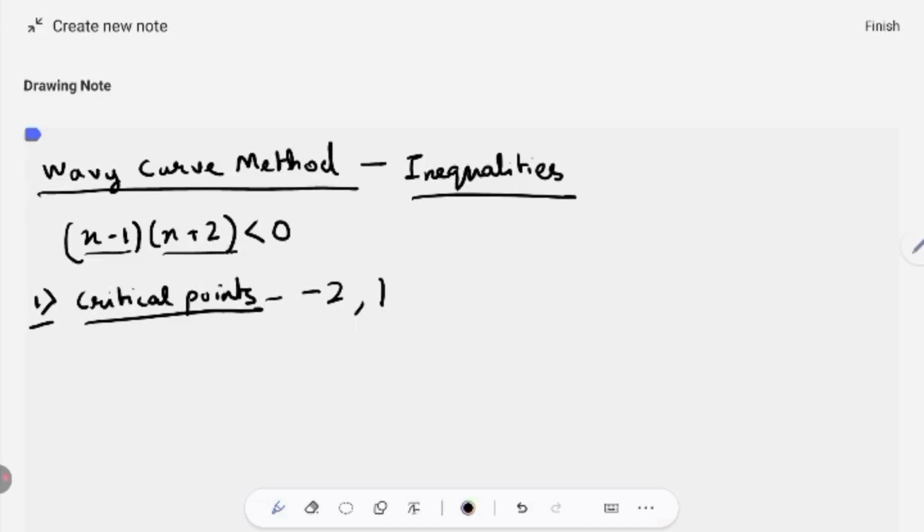So in the second step, let's jot down these critical points on the number line. That is minus 2 and that is plus 1. Now if you observe carefully, if we take a number greater than 1, let's say the number is 3, and put 3 in the expression, you will find that the expression is positive.